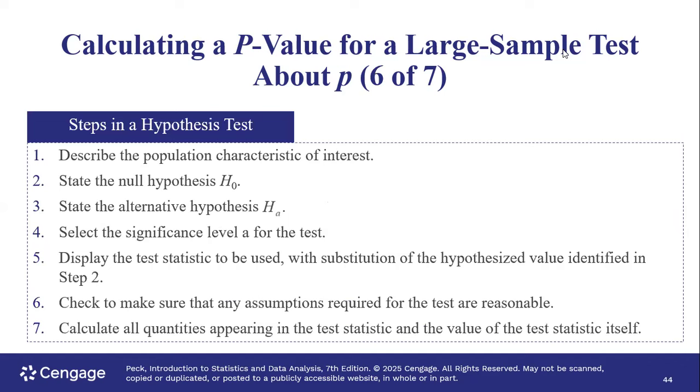So how do you conduct a hypothesis test? We describe the population characteristic of interest, state the null hypothesis, state the alternate hypothesis, select the level of significance alpha for the test, display the test statistic to be used with the substitution of the hypothesized value identified in step 2. Check to make sure that any assumptions required for the test are reasonable. Calculate all quantities appearing in the test statistic and the test statistic itself.